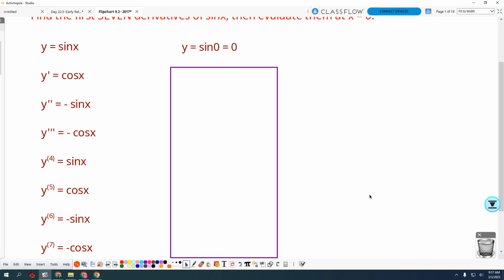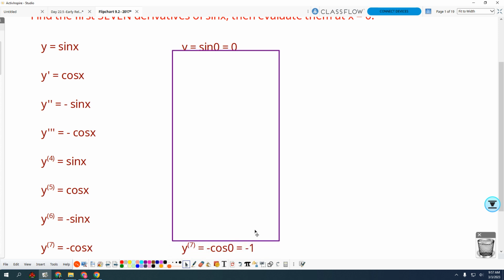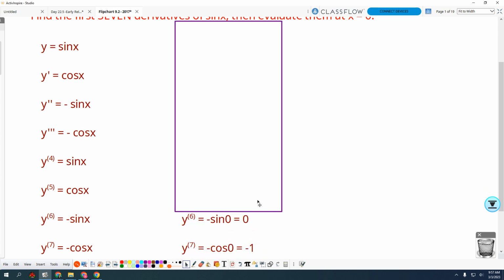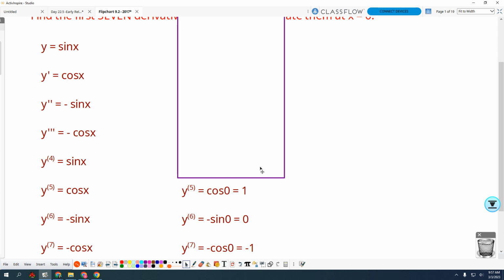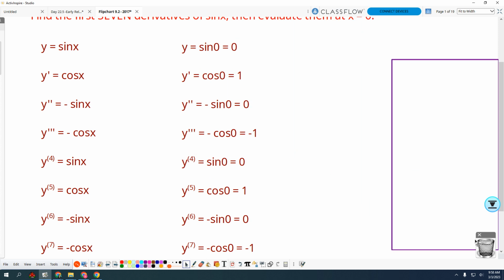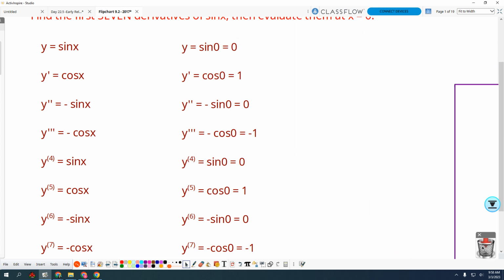What is negative cosine of 0? -1. Good job, Marco. Negative sine of 0. Negative sine of 0 is still 0. And what is cosine of 0? 1. Positive 1. And derivative of sine at 0 is 0, and so on. Okay, so cool.